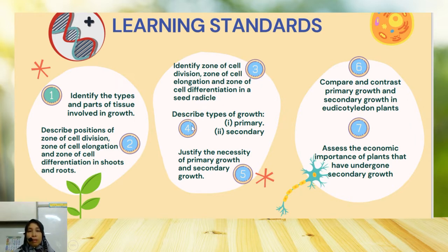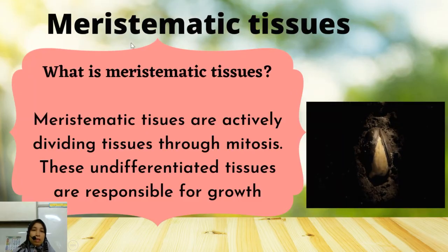Number four, describe the types of growth. There are two types of growth, primary and secondary growth. Number five, justify the necessity of the primary growth and secondary growth. Number six, compare and contrast between primary growth and secondary growth. We are going to discuss this if time is enough. Number seven, assess the economic importance of plants that have undergone secondary growth.